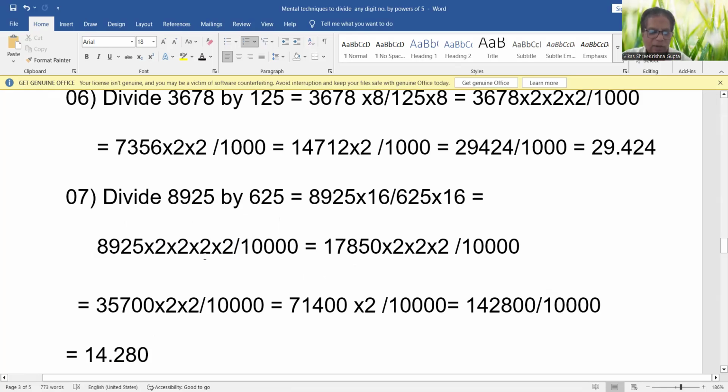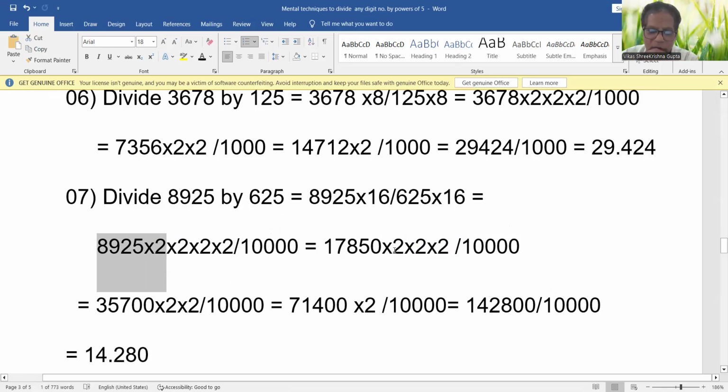178. Now 2 into 2 is equal to 4. Now before writing 4, I see the next number, that is 5. Now 5 is a carry number. So it means I will write 4 plus 1, that is 5. And lastly, 2 into 5 is 10, as there is no number after that. So I simply write 17850. It is the product of 8925 by 2 one time.